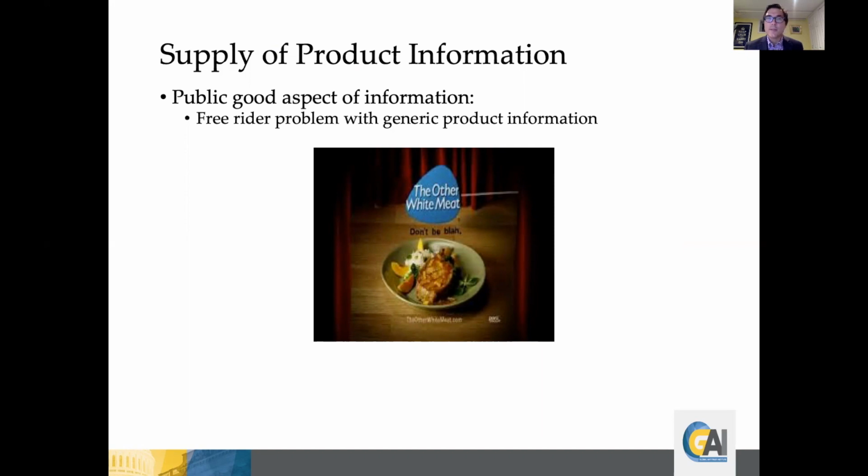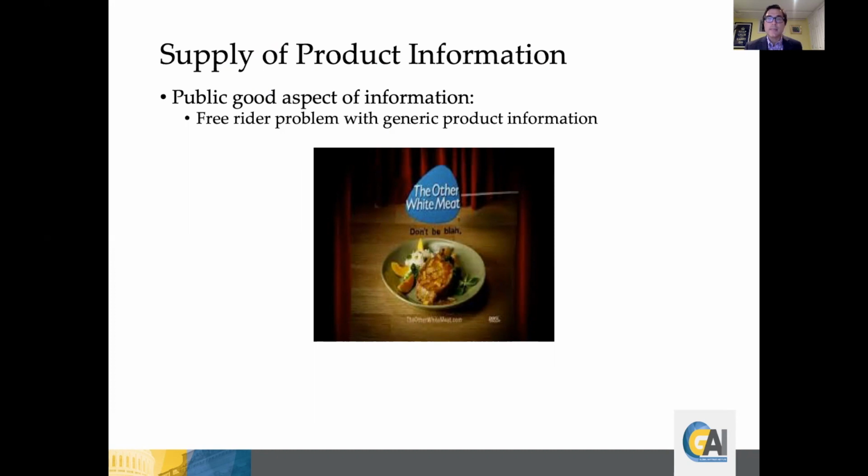The problem is that if you come out as a large pork producer, even if you're Smithfield, and you do an ad that says pork, the other white meat, it's just as good as chicken or almost as good as chicken, it's much better than beef, you'll gain. But who else will gain? All of your competitors as well. It's a free rider problem. The information is out there, everyone can enjoy it, including your competitors.